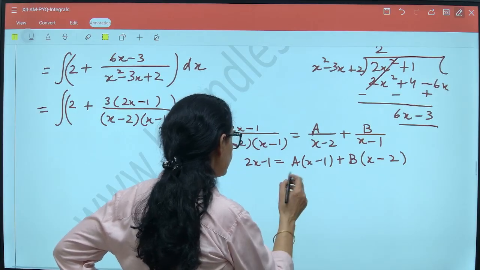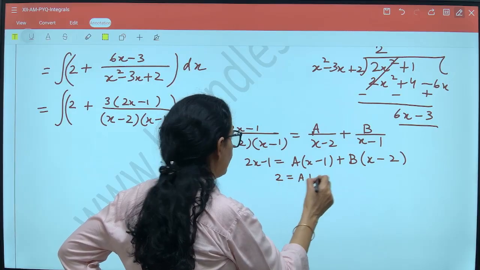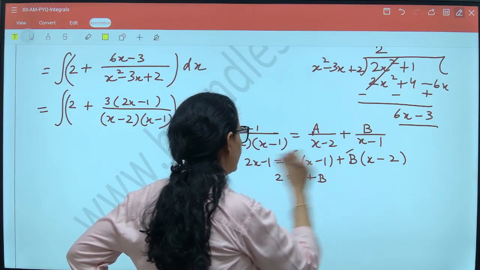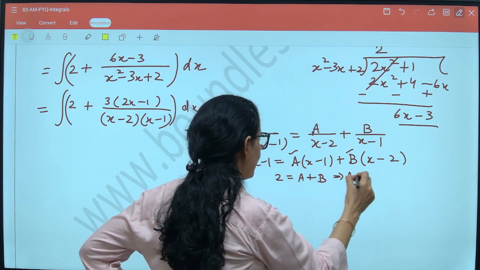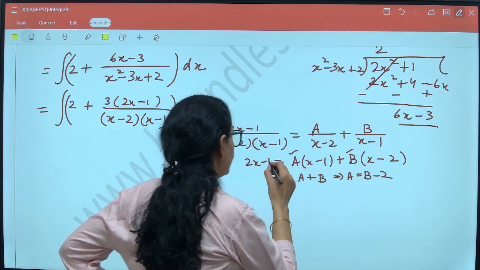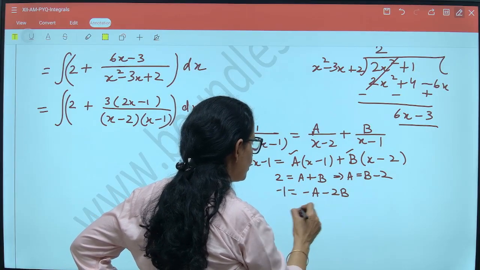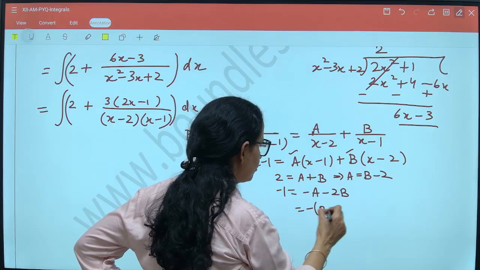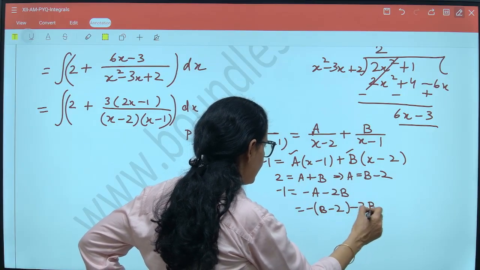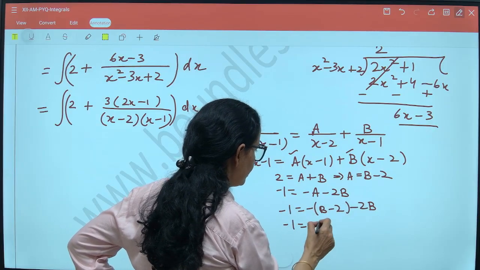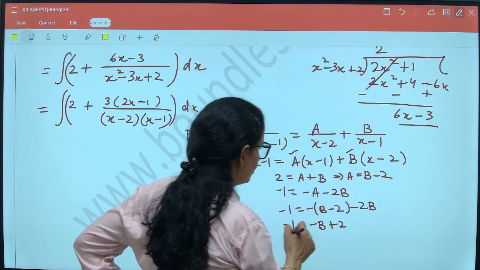Let's see. So it is 2 equals A plus B, coefficients of x here, and on the left side, that means A can be written as B minus 2. Next you have minus 1 equals minus A minus 2B. So if you put A as B minus 2, this is the expression, and if you solve it we get minus B plus 2.